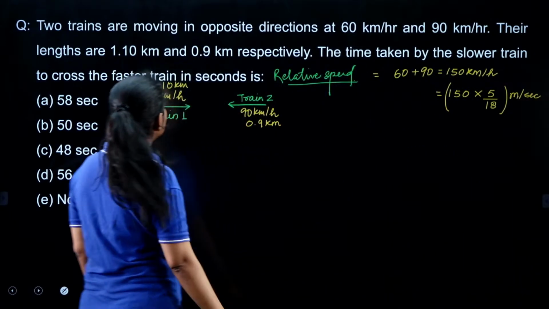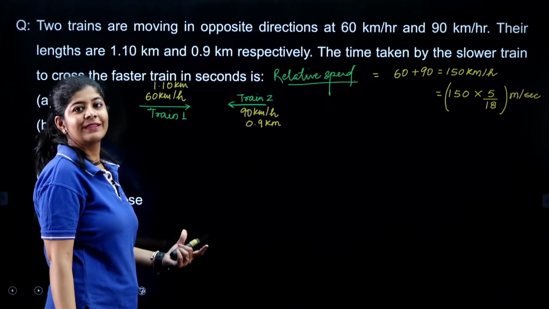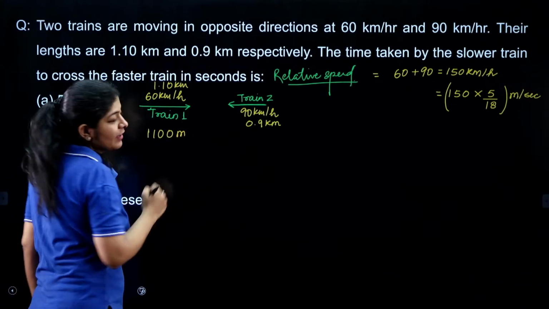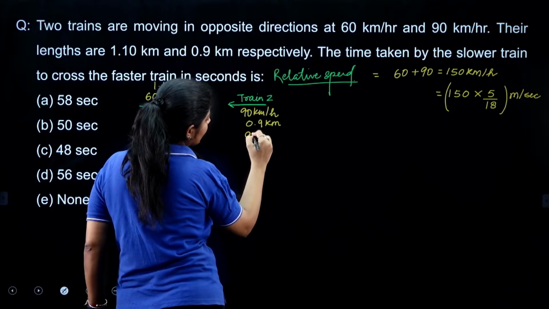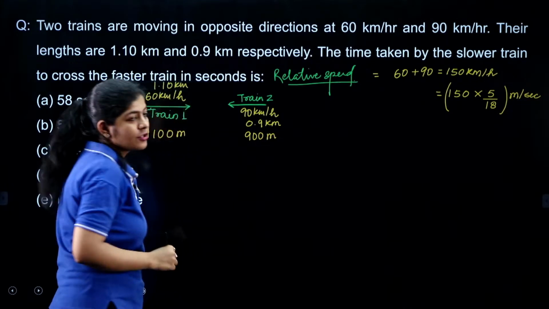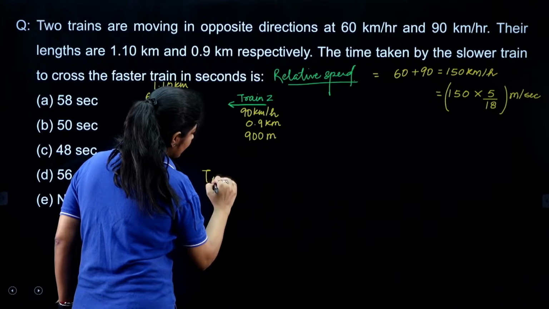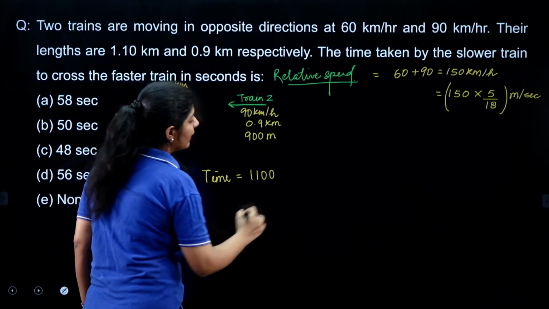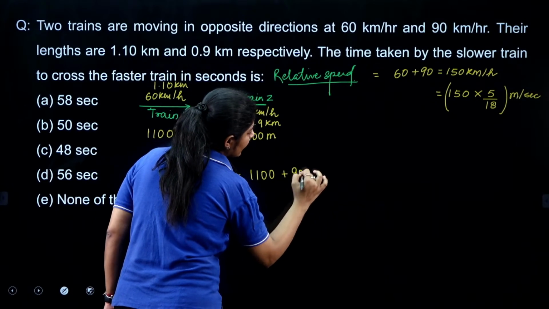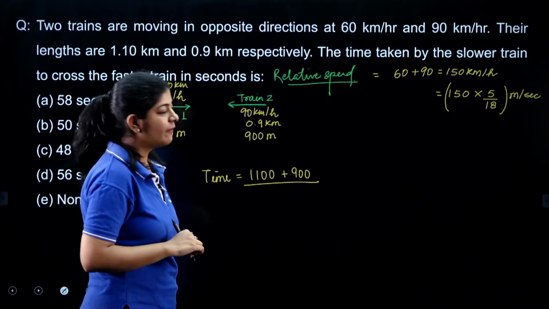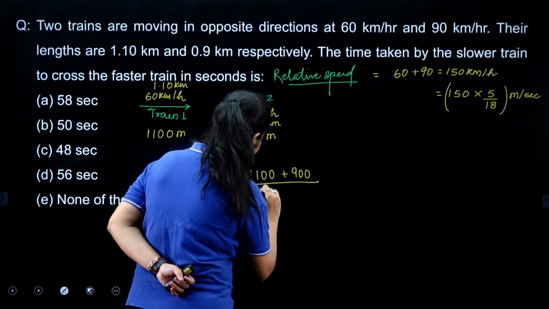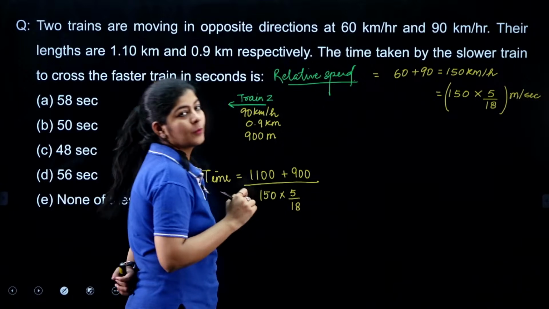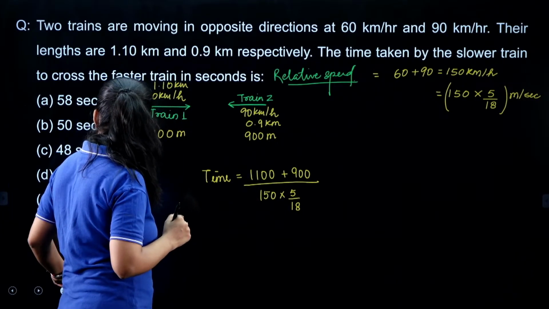Now I know that in 1 kilometer I have 1000 meters. So the length of this particular train is 1100 meters and the length of this particular train is 900 meters. So we have to calculate the time. The time is the total distance, that means 1100 plus 900. This is the total distance that they need to cover, and the speed is 150 into 5 by 18. This is what we need to solve to get the answer.